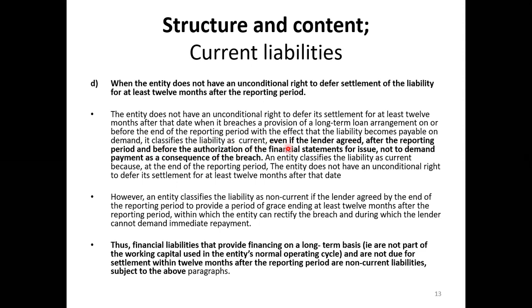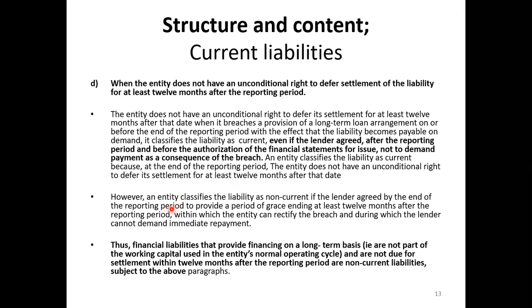No argument. Even if the lender agreed after the reporting period and before the authorization of the financial statements for issue not to demand payment as a consequence of the breach, an entity classifies the liability as current, because at the time of the reporting period, the entity does not have an unconditional right to defer, postpone its settlement for at least 12 months after that date.